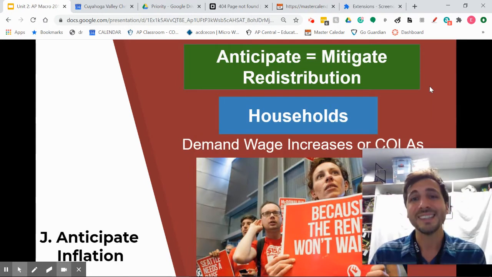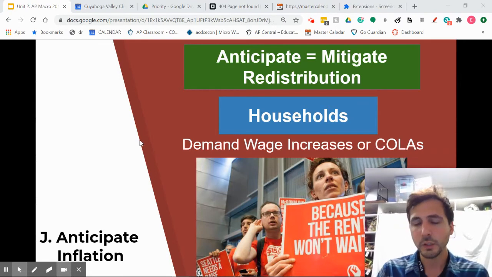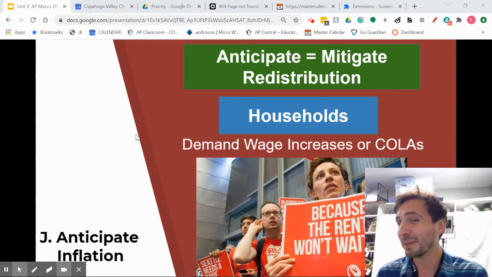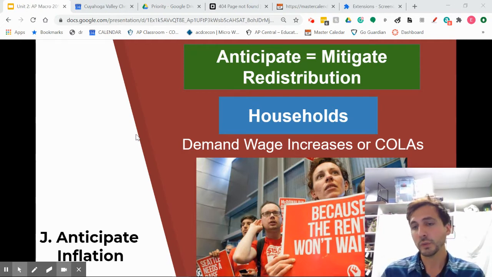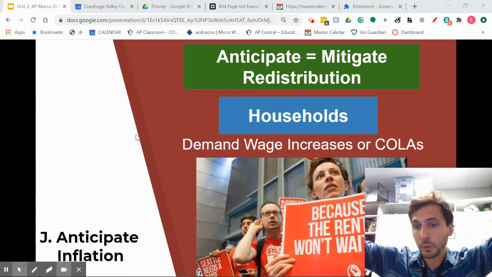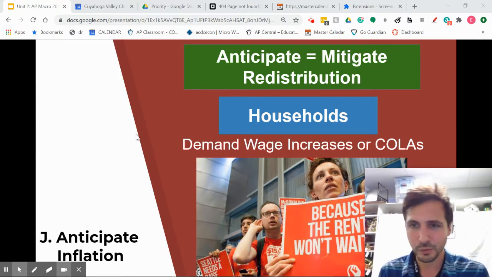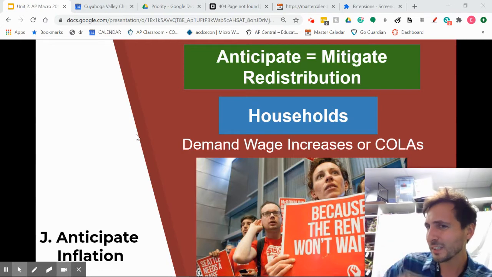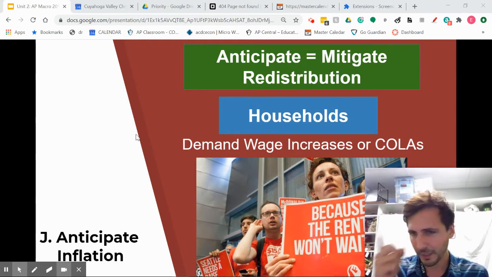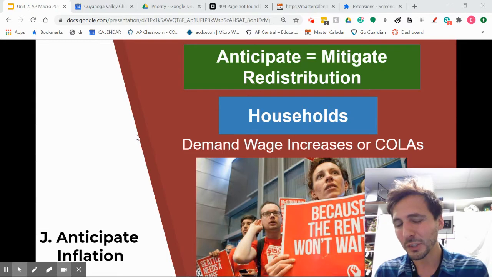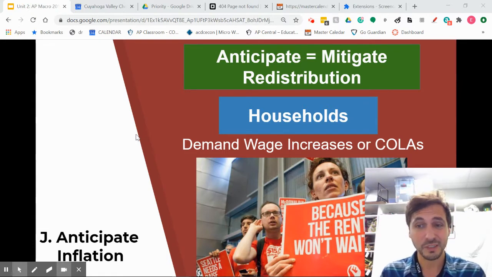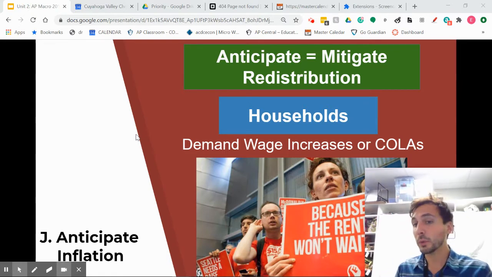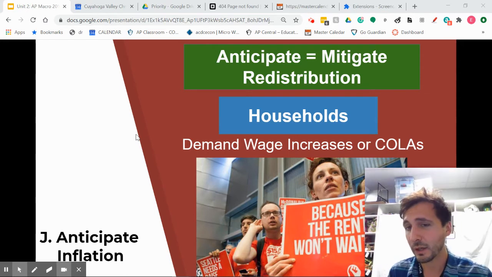However, if you can anticipate inflation, then we assume that you will take whatever steps necessary to mitigate the negative outcomes, right? So if households know that inflation is going to be higher in the future, what will we do? We'll demand higher wages. I anticipate that inflation rates are going to be higher in the future, so I want a higher wage now to offset those increases in prices, right? We also request things called COLAs built into our contracts.